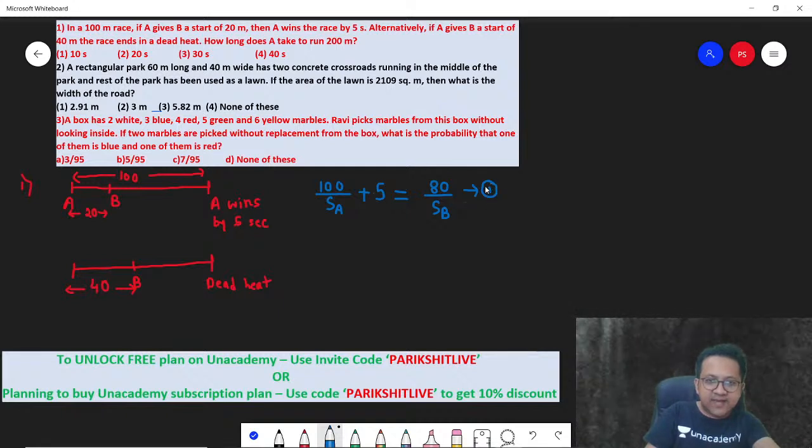Correct? What about the second equation? Same logic. Time. So again, what is the time taken by A? 100 divided by the speed of A. And because it ends in the dead heat, what is the time taken by B?